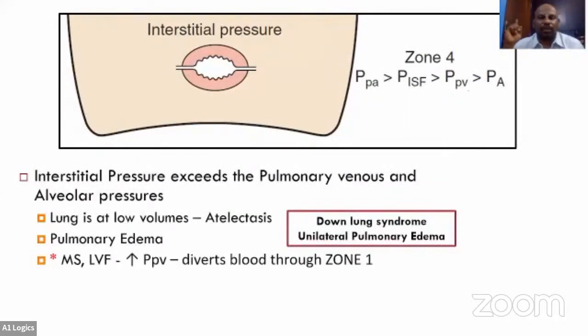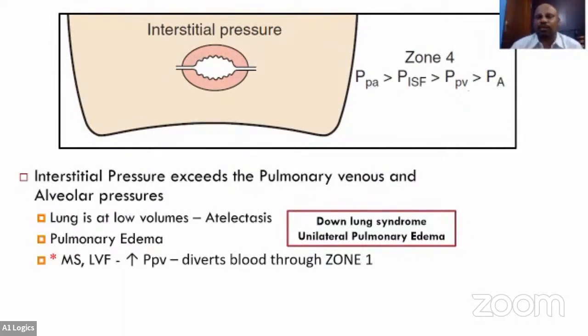And pathology, remember we had a small red star when we were discussing zone 1. Here, if you have some pathological conditions like mitral stenosis or left ventricular failure, which is going to increase the pulmonary venous pressure, the blood flow will become very, very poor in this zone 4 area, or in the zone 3 area also. So it is at this time the blood flow will go through zone 1 and get oxygenated and come to the systemic circulation. So that is the importance of zone 1.